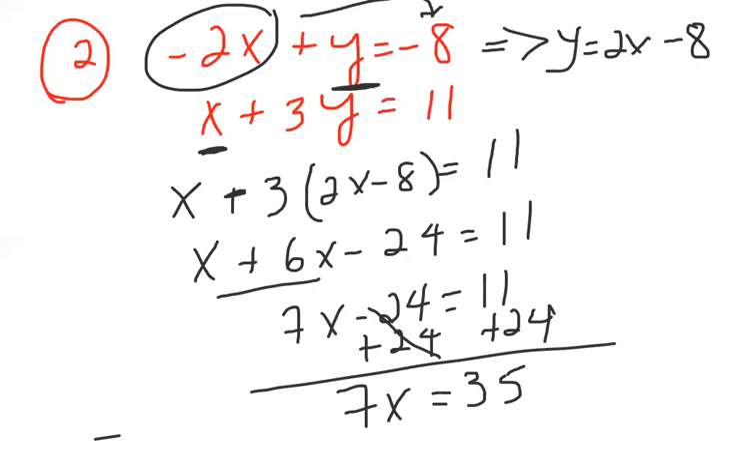Oh, Shazam, we're ending up with a beautiful number, guys. So essentially, you divide both sides by 7. So what do we end up with? X is equal to 5. But we are not done.